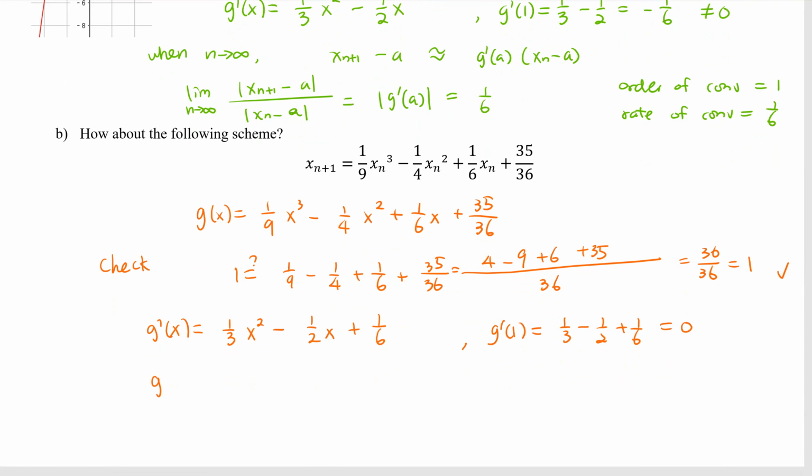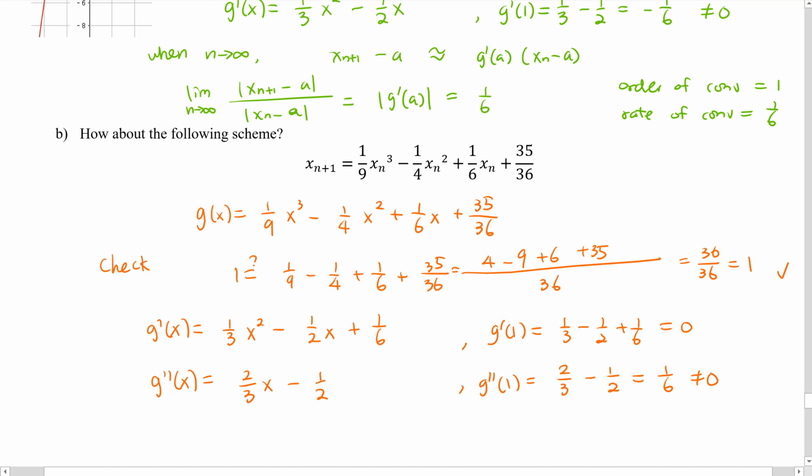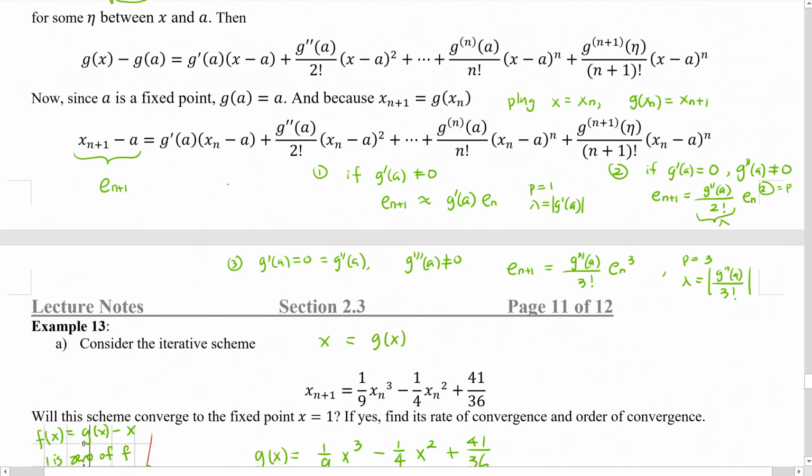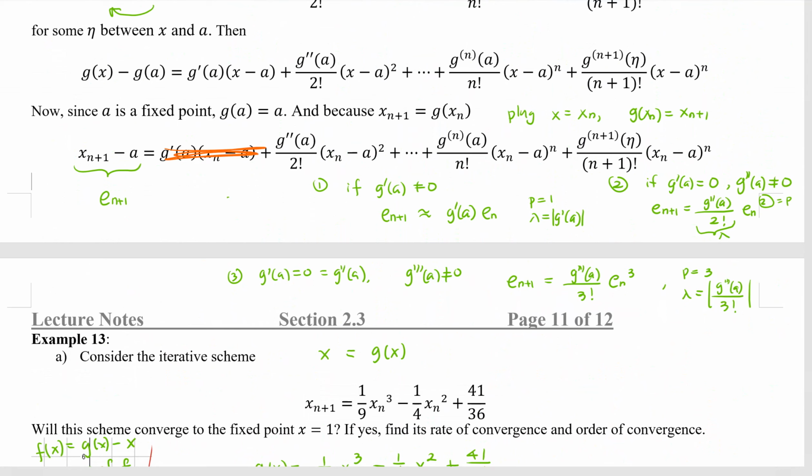And then the second derivative, we get 2 over 3 x minus 1 over 2. G double prime of 1, when we plug it in, we get 2/3 minus 1/2. This is the same as 4 over 6 minus 3 over 6, so 1 over 6. Because it's not 0, we know the order is 2, right? And what does that mean? It means this term is gone.